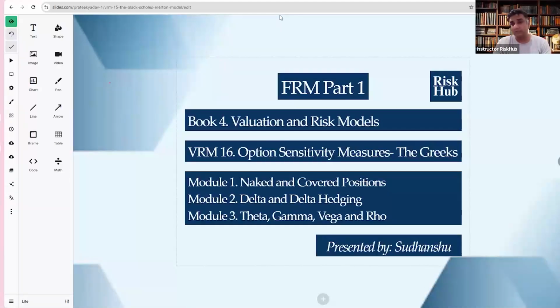In your duration, that is also interest rate risk. Why did we learn duration? Hedging the interest rate risk. Why did we learn convexity? Hedging the interest rate risk. So the basic essence of FRM part 1, because this is the last chapter of your syllabus, right?